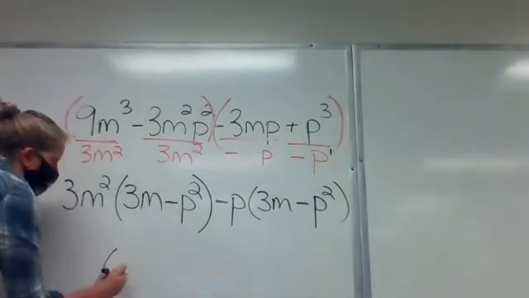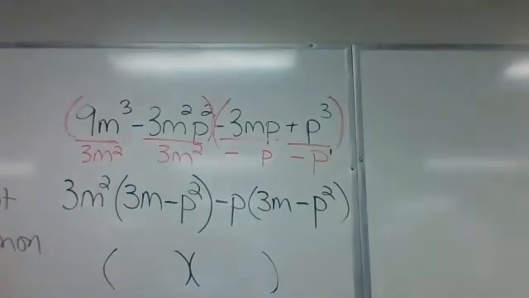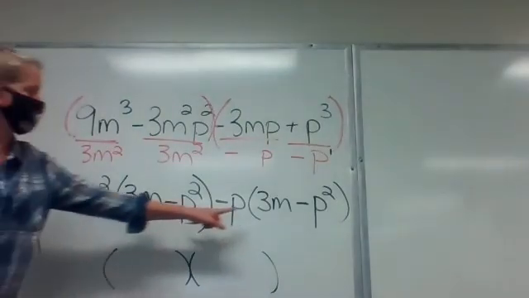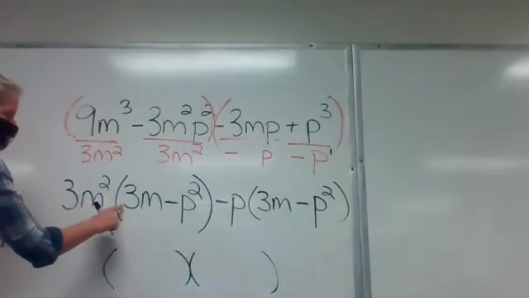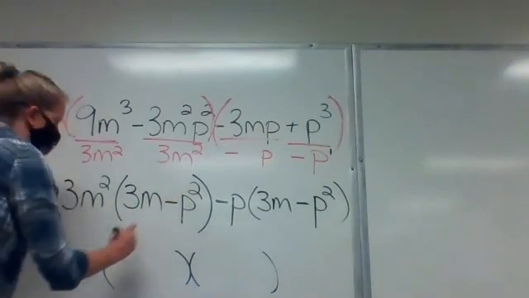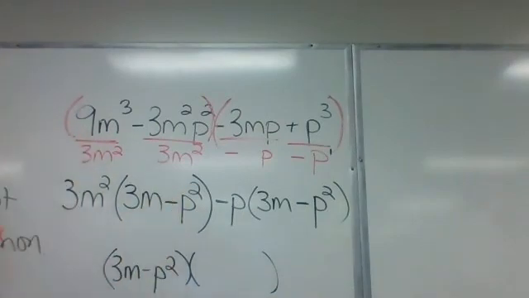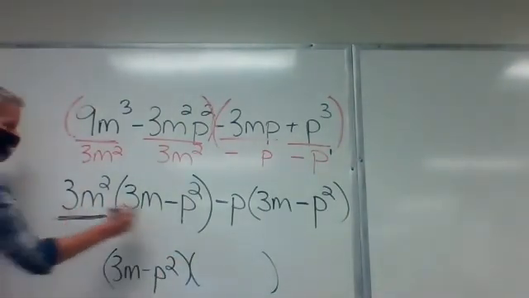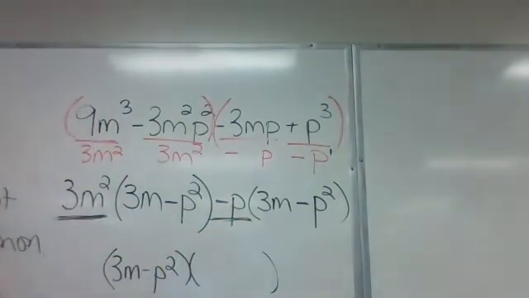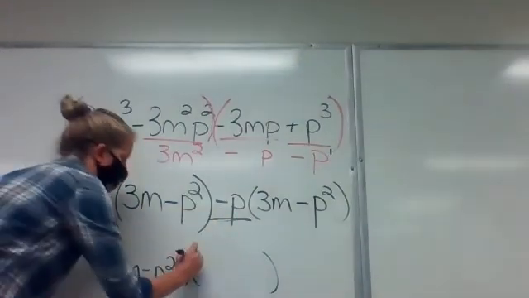So remember, you're going to have 2 parentheses as your answer. The matching pair is one of the parentheses. So what's my matching pair? It's 3m minus p squared. What's the other parenthesis? It just comes from these 2 things right here. So 3m squared minus p.